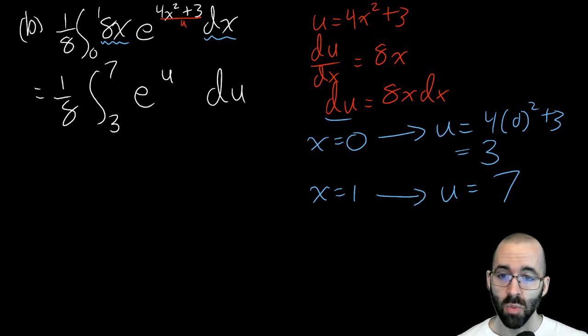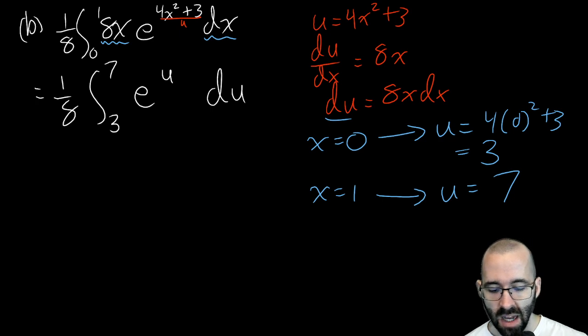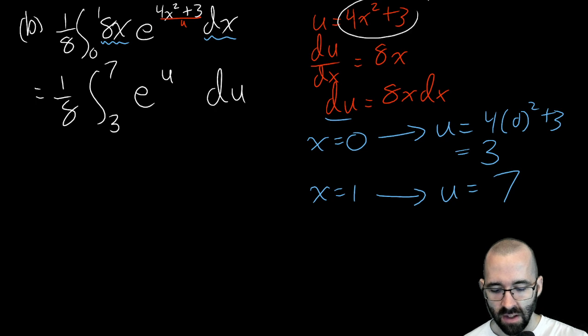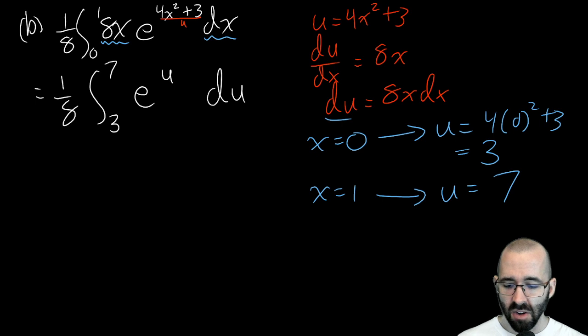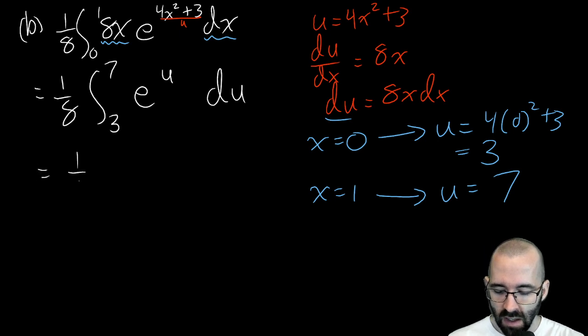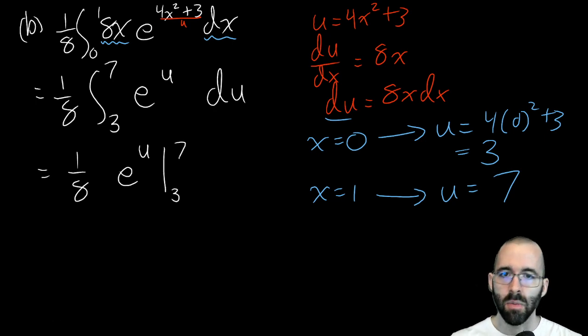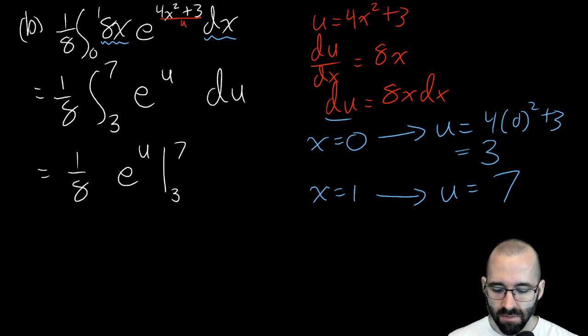You can check your answer at this point too if you want by substituting everything back. Put this in for du, put this back in for u, and you should get, again, the start. Because I know there's a lot of things going on between these two steps, it can be a really good idea to check your work that way. All right, so an antiderivative of e to the u is e to the u. We don't need to write the plus c. It's a definite integral. The plus c's always cancel with definite integrals. And now we just plug in 7 and plug in 3.